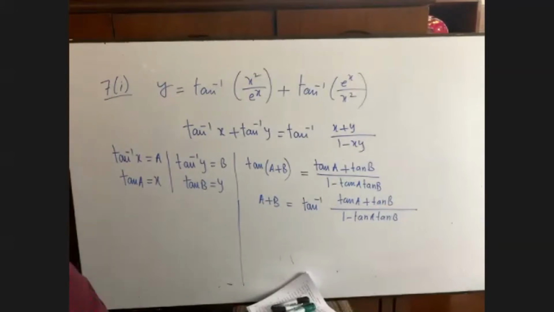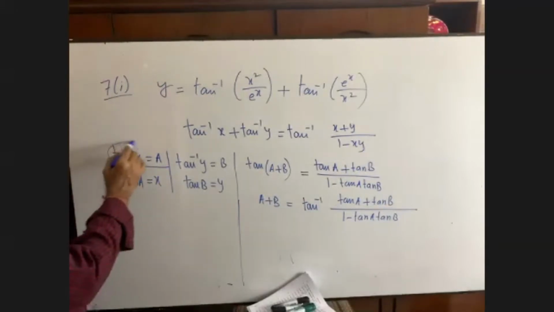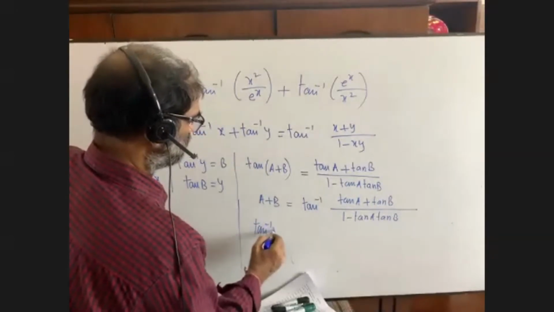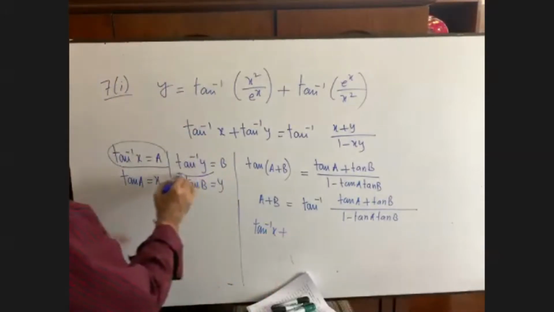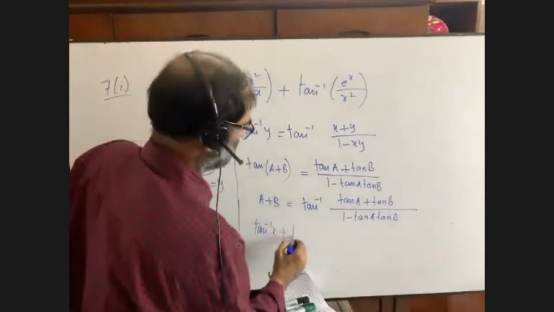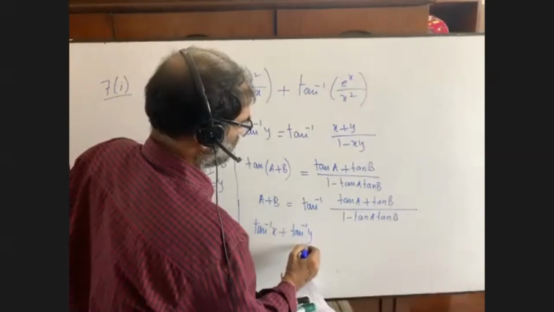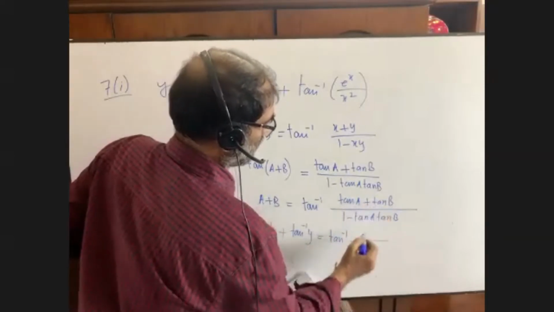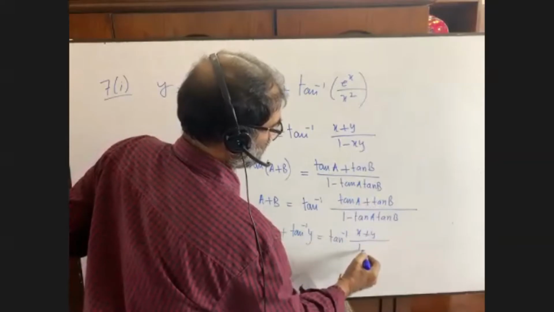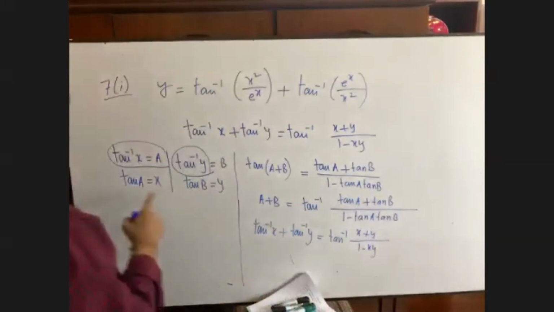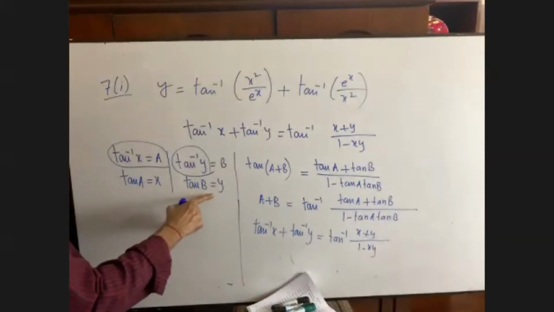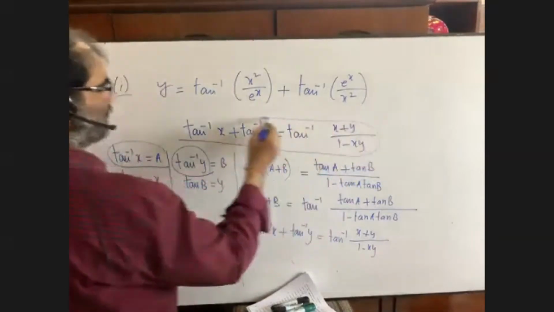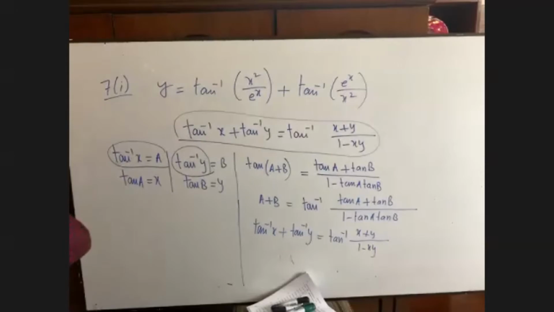Now you let me know what is the value of A. A is tan inverse x. Write down tan inverse x. What is B? B is tan inverse y. It is tan inverse, write down tan inverse. Tan A is x, tan B is y, and it is 1 minus xy. You see, tan A is x, tan B is y. I have put the value. So we have got the formula that I have written here. Is it okay to all?